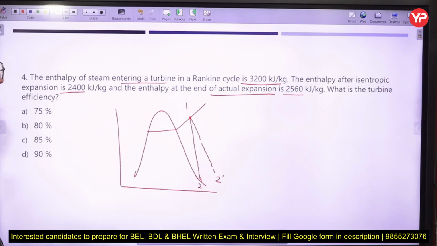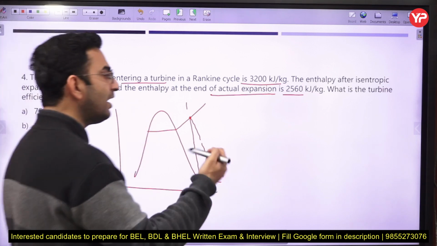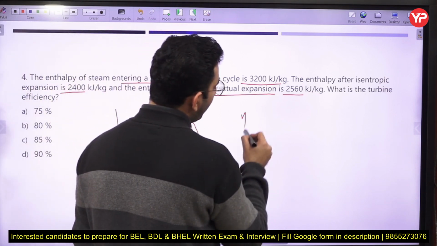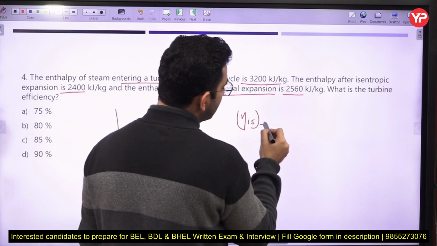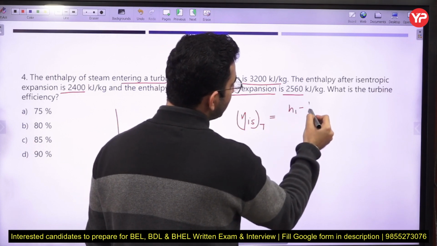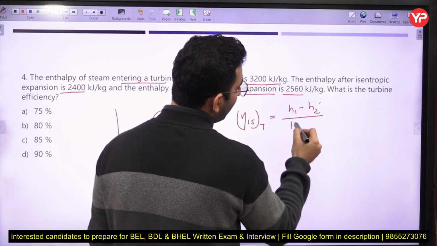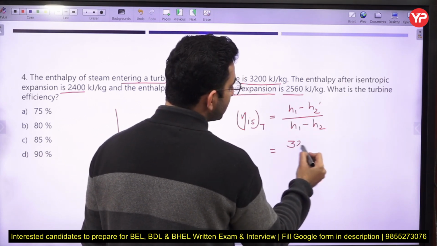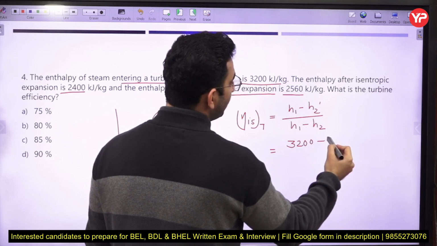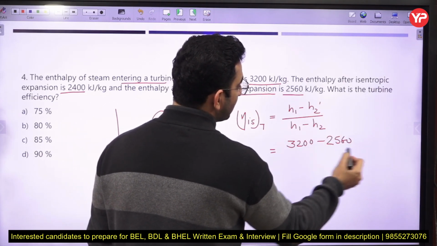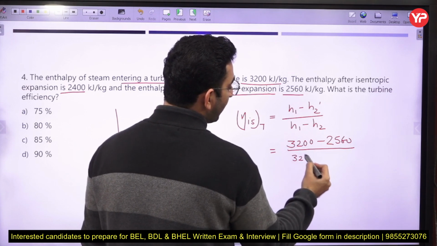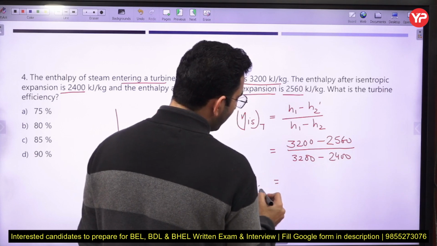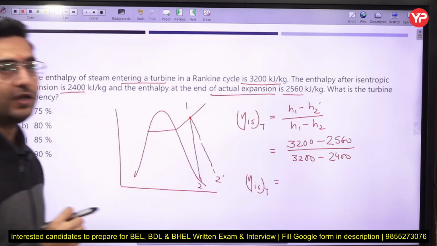Okay, so what do you want to find out? You want to find out the value of the turbine efficiency. That means this question is asking you to calculate the isentropic efficiency of the turbine. So the isentropic efficiency of the turbine will be equal to H1 minus H2 dash divided by H1 minus H2. Okay, and the value of H1 is given as 3200, H2 dash is given as 2560, and H2 is equal to 2400 here. If you solve this, you will get the final value of the isentropic efficiency of the turbine here.